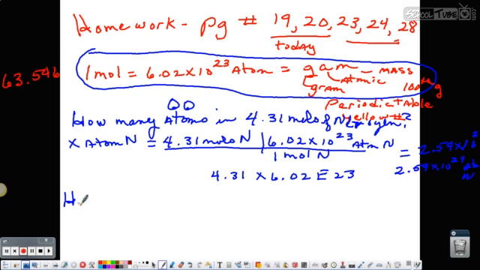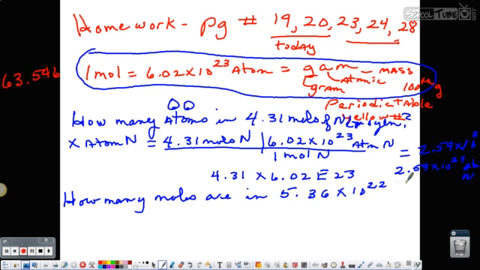how many moles are in 5.36 times 10 to the 22nd atoms of fluorine, F. Okay? What are we looking for? Moles. X moles of F.